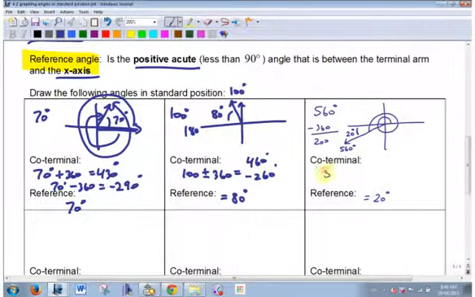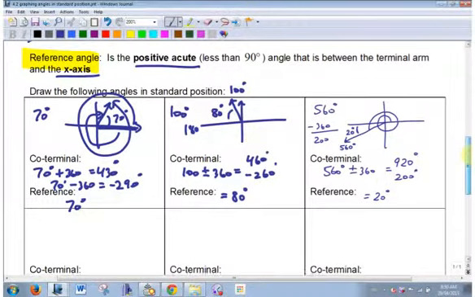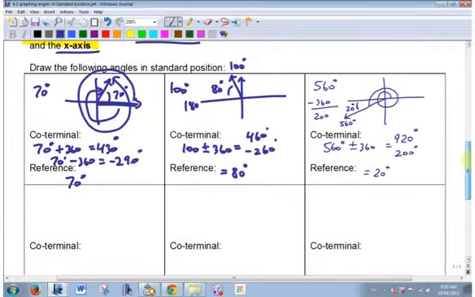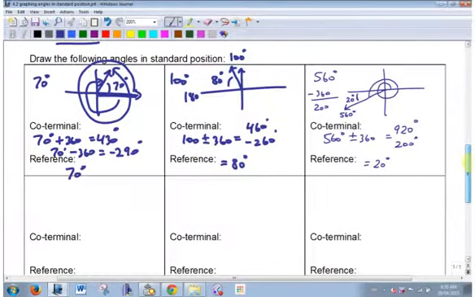What's coterminal with 560? Let's plus and minus 360 degrees. That's 920, and that's positive 200 degrees, right? Same thing. Alrighty? So that's review. That's when Math 11 stops. Here's where Math 12 starts.